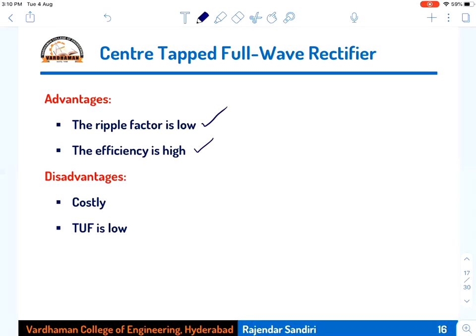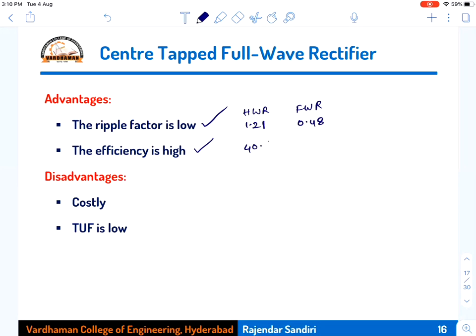But we can even get more than that in another rectifier called the bridge rectifier. But these are the advantages. Ripple factor is low, efficiency is high. So the ripple factor for the half wave rectifier is 1.21, and for the full wave rectifier it is 0.48.